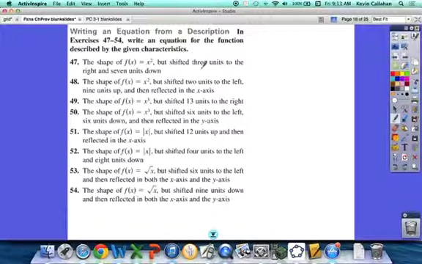Okay, starting with x squared, how would I write a function which is 3 units to the right? Inside would be x minus 3, and then 7 units down, minus 7, like that. Let's see if they have one which is... I'm seeing if there's any stretches or shrinks, but I don't see that.